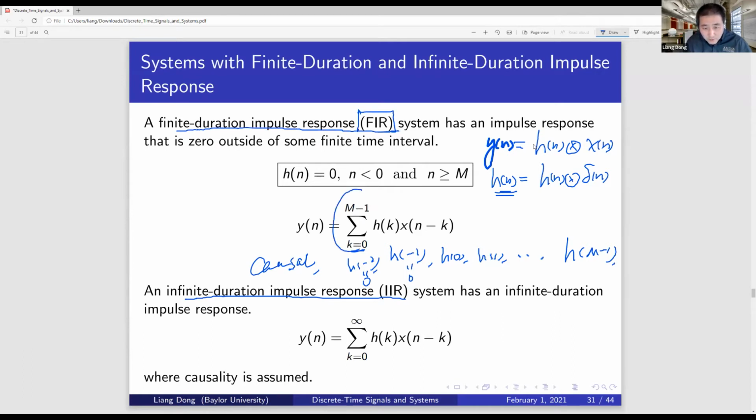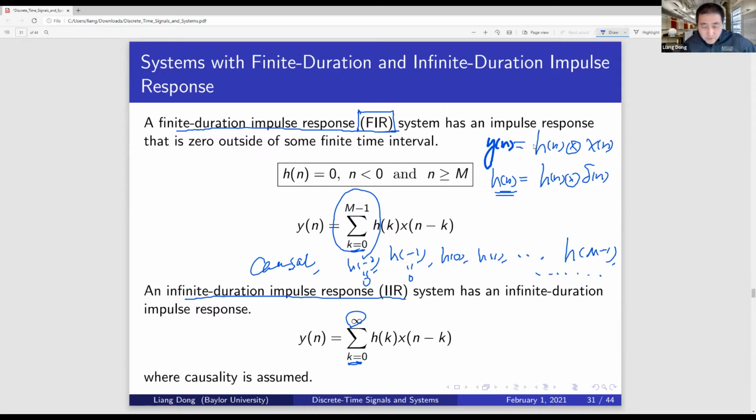On the other hand, if you have an infinite duration impulse response, suppose it's still causal, you still have this k equal to 0 limit here, but on the other side you don't have any limit. So it goes on all the way to infinity. That's the IIR system, the infinite duration impulse response system.